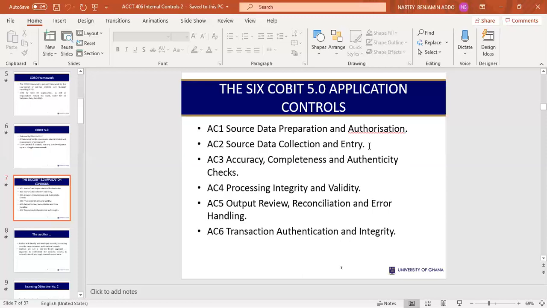For example, let's say you are inputting data for accounts receivable about debtors. You mistakenly add some digits to the figure, and the figure, which is supposed to be 100, comes out as 1,000, you see. Then transaction authentication and integrity. Okay, so all these six stages are what the application controls and COBIT, that is Control Objectives for Information and Related Technology, specify.